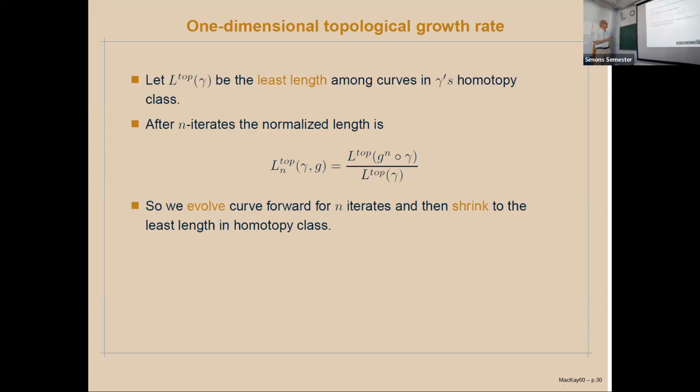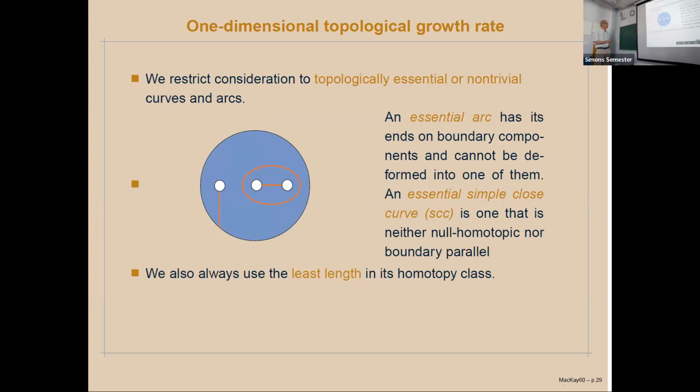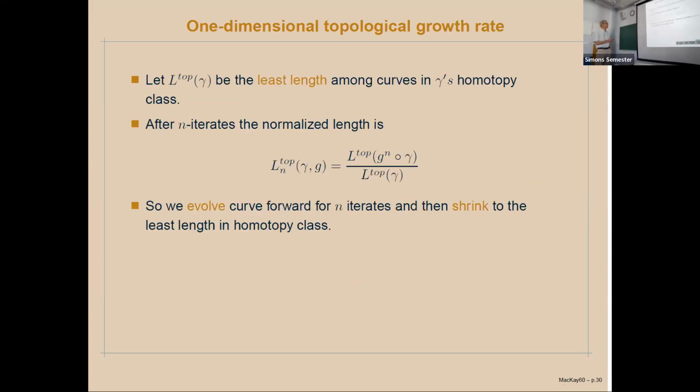So let L_top be the least length amongst curves homotopic to it. So if it's a simple closed curve, then maybe you tighten it down, you slide, but you have to keep the endpoints on the boundary. All right, so we have a normalized length after n iterates. We iterate this curve. It wraps around this three-punctured disk, or disk with three boundary components. And after the nth iterate, we normalize, we get this quantity. All right, so we're computing the growth rate of curves, but in terms of homotopy.